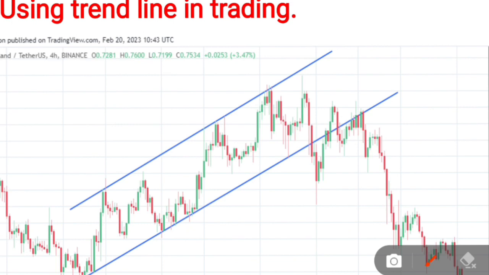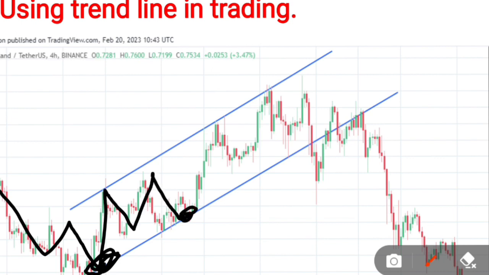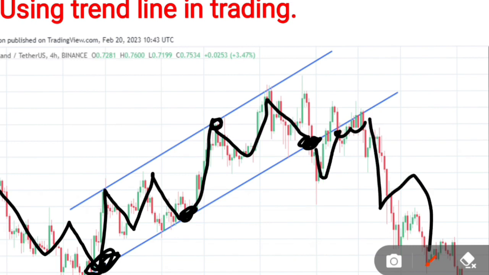So if you look at the market coming this way, and at this point it touches this level, goes up, comes back to this level, goes back to this level, comes back to this level, and right at this point it kinda breaks it, and sure enough, after breaking it, it starts its new downtrend from the channel.